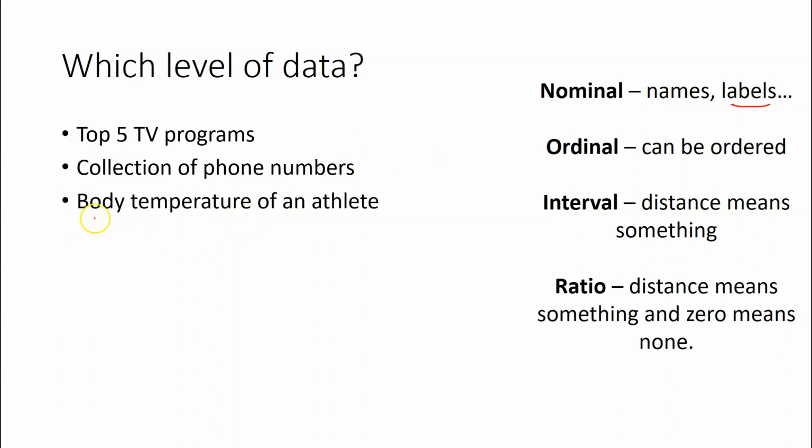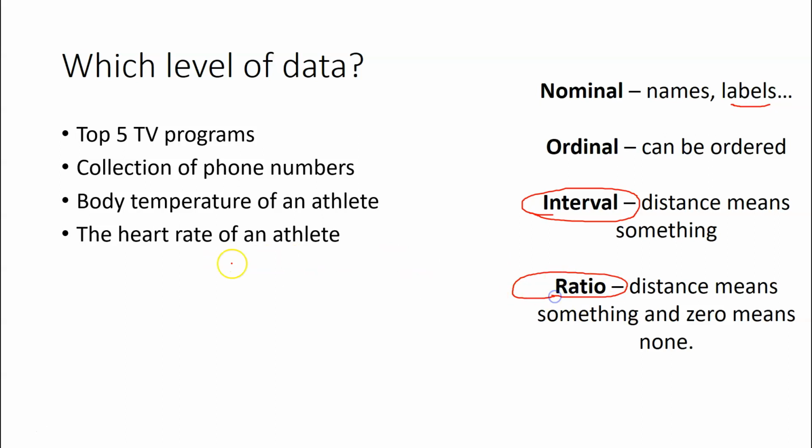Body temperature of an athlete. Well, are you taking it in Fahrenheit or are you taking it in Kelvin? Because if it's Fahrenheit, you're going to be here. If it's Kelvin, you could be here. Heart rate of an athlete. You know, a 0 heart rate does mean something. It means you're dead. And so I would argue that that's going to be a ratio.